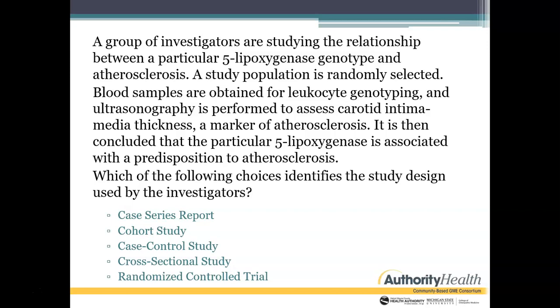All right, so we have these 5 answers. So what do we have going on in this? So they have a study population that they randomly selected. They took blood of this population for leukocyte genotyping, and then they did ultrasonography to assess carotid intima media thickness. So we're looking at an exposure, which is the leukocyte genotyping, and we're looking at an outcome, which is the carotid intima media thickness, or the atherosclerosis, of course. So what kind of design would this be? This would be a cross-sectional study. Remember, looking at an exposure and an outcome at the same time.